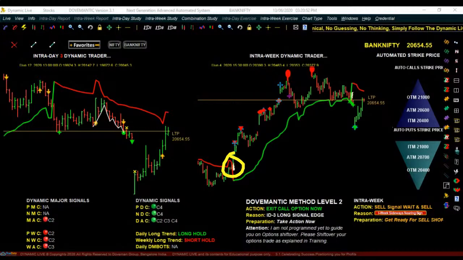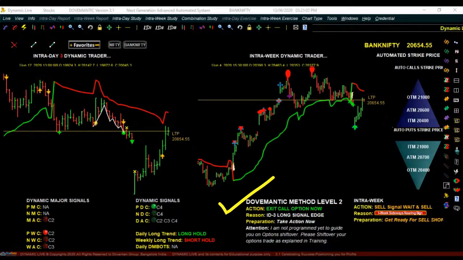The second step is also very easy. Whatever we discussed in the first step, we will do the same thing here in the second step. But before we do the trade, there is one small addition. Whenever the action tells you to buy a call option or a put option, check what the intraday 3 long and intra-week long signals are doing.